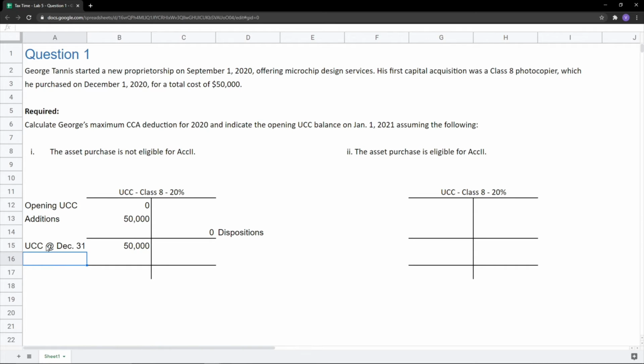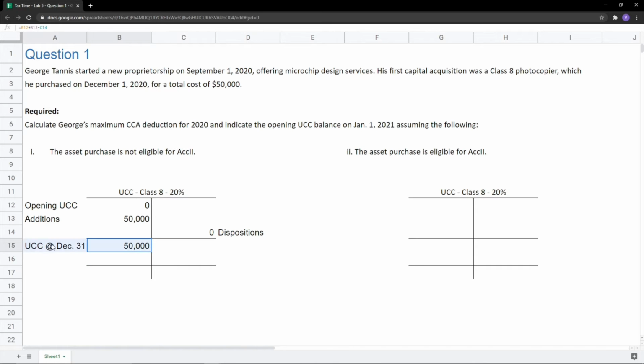This would be a good time for you to remember or take note of the fact that technically CCA, capital cost allowance, is taken at midnight on December 31st, at the very end of the year. So the ending UCC balance for a year is going to be different from the beginning or opening UCC balance of the following year. I'll show you what I mean in a second.